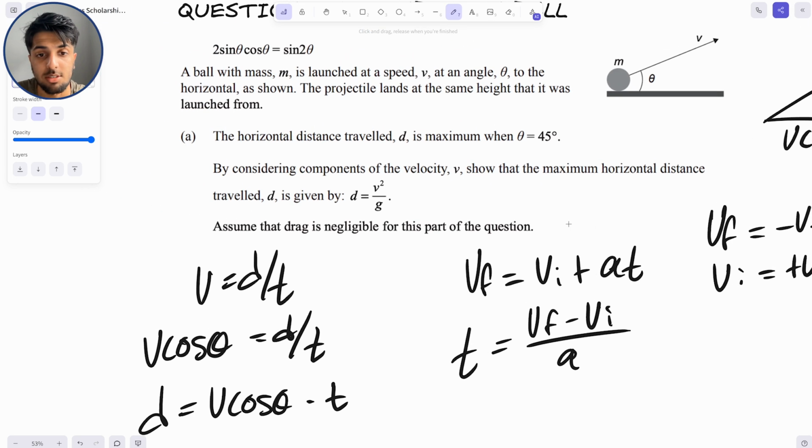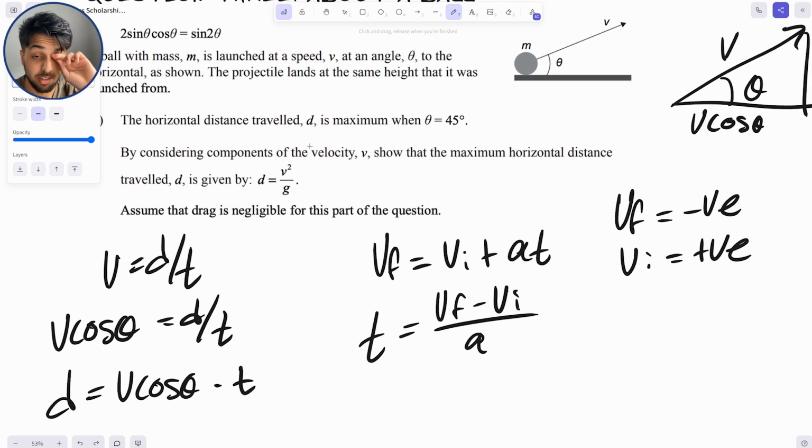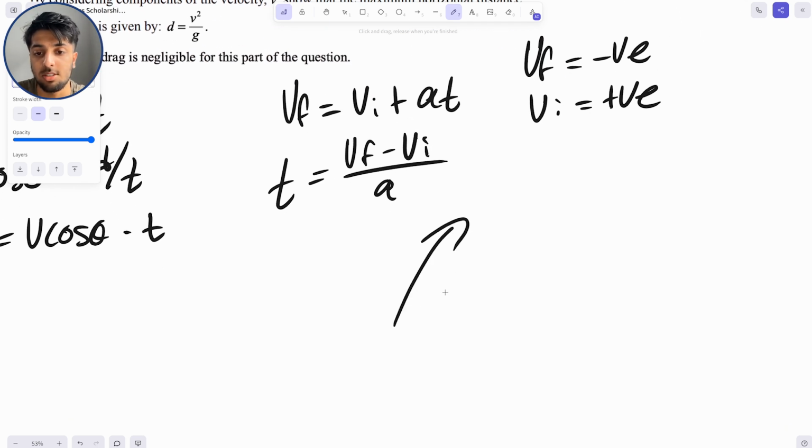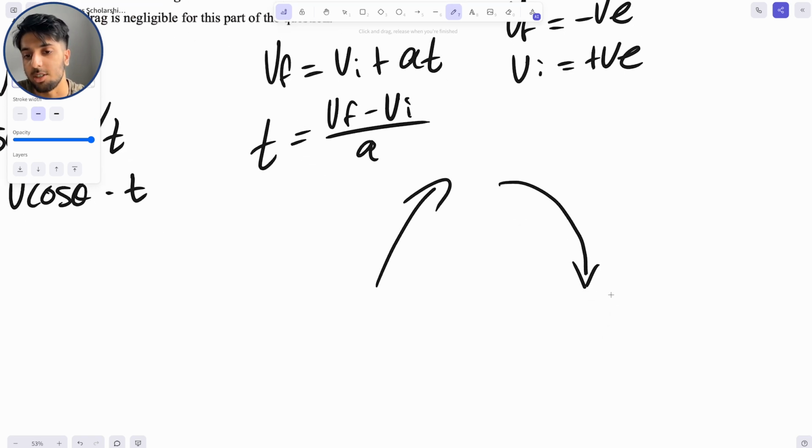The reason for this is because the projectile lands at the same height that it was launched from. Therefore, initially, the projectile will be going upwards, and so we can define this direction as positive. And finally, at our vf, the projectile will be going downwards, and so we can define that direction as negative.